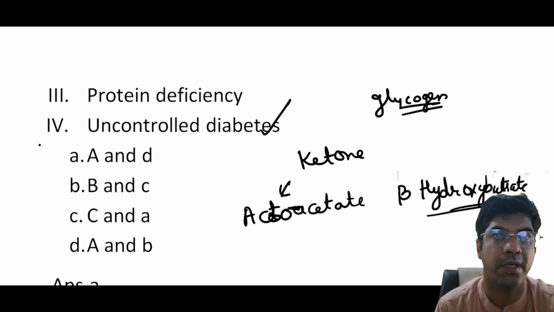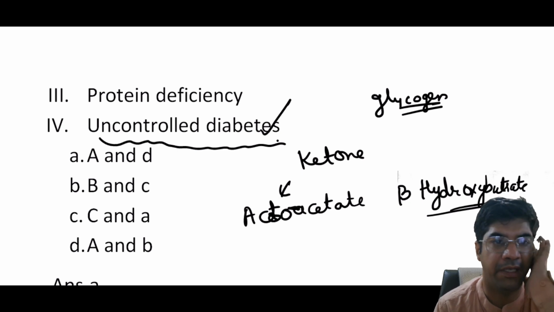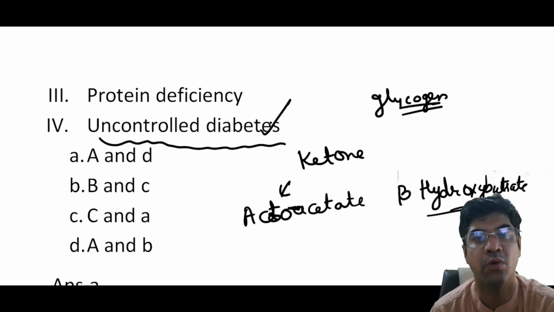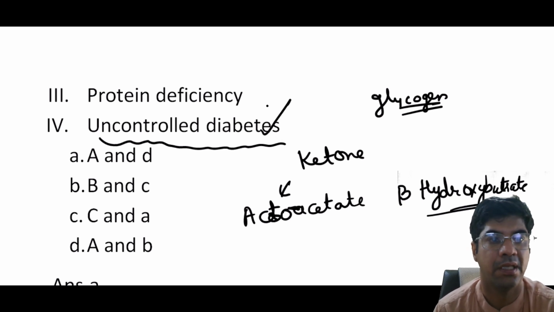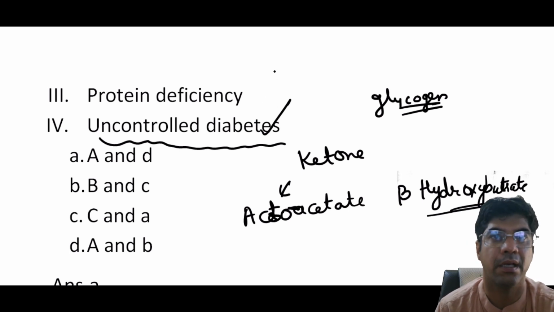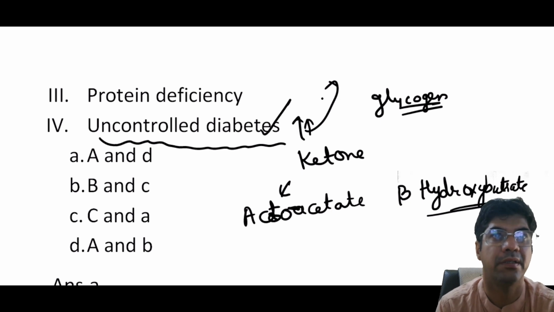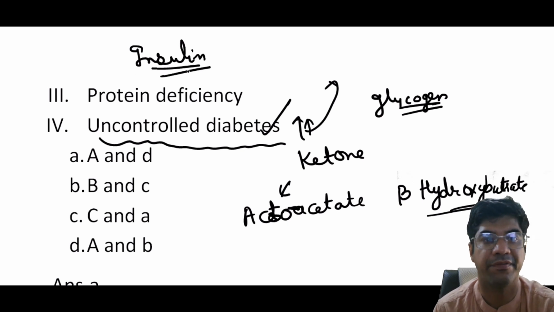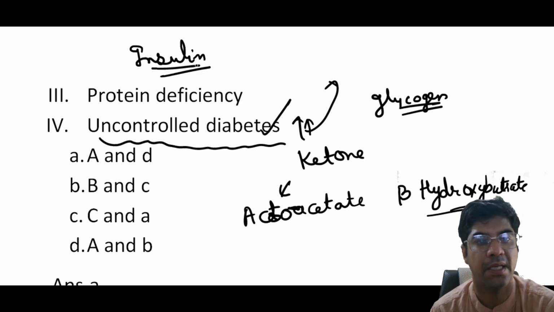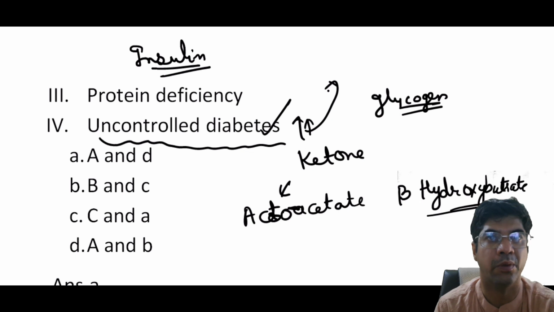Other option is uncontrolled diabetes. In uncontrolled diabetes, there is insufficient insulin to facilitate the glucose uptake into the cells. So that leads to increased fatty acid breakdown, and there would be increased ketone bodies produced by the liver. So the lack of insulin also prevents the inhibition of ketogenesis that results in high concentration of ketone bodies in the plasma that can lead to diabetic ketoacidosis.